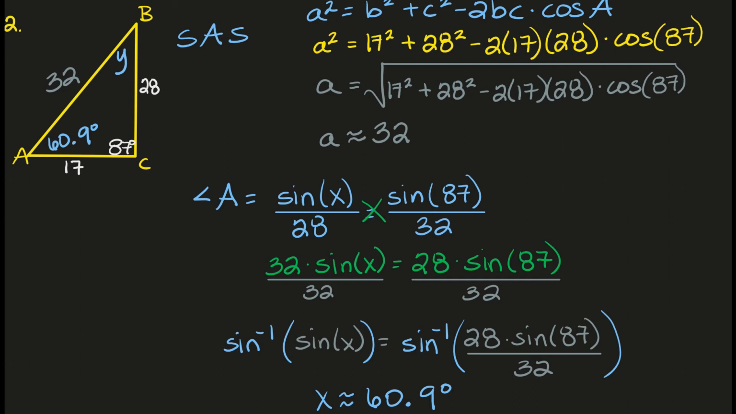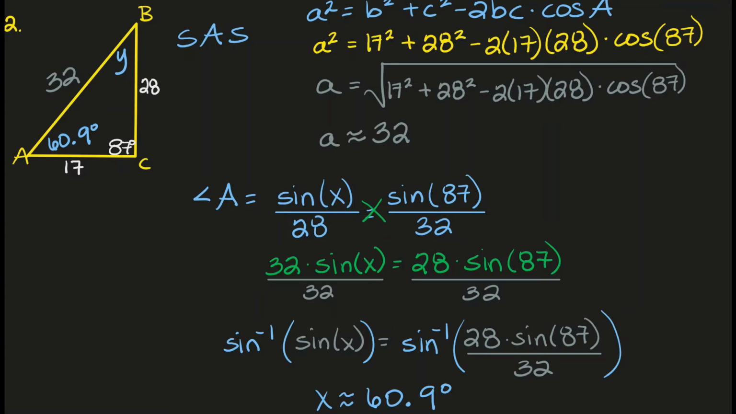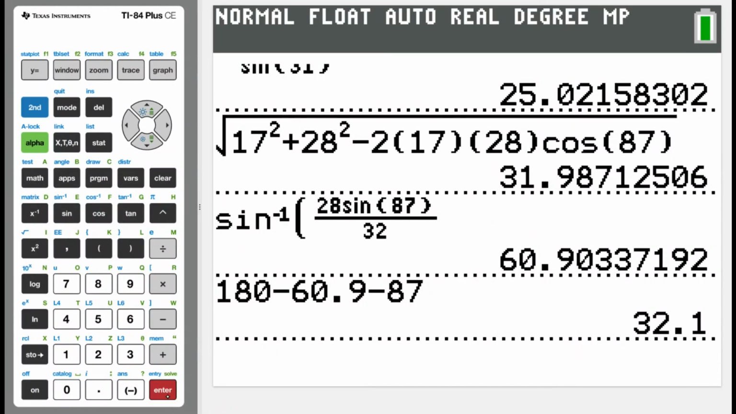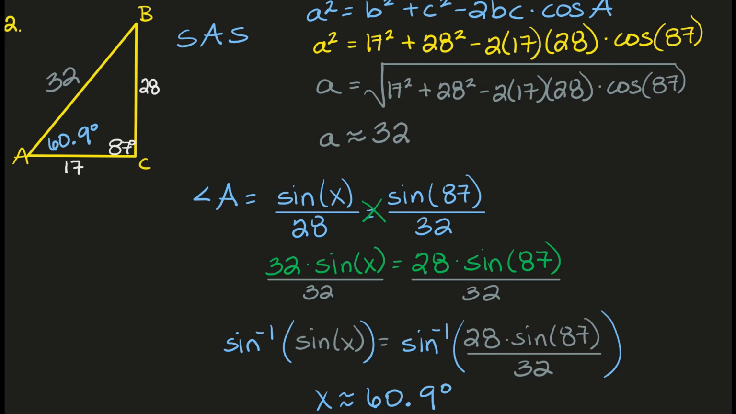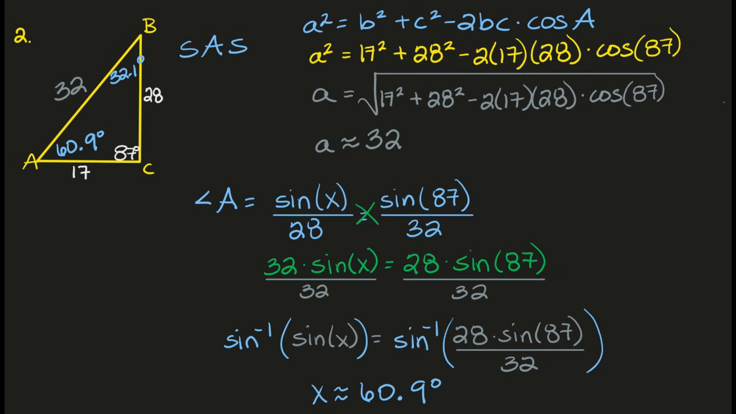Now I know that angle A, angle C, and angle B here should all add up to 180. So I'll take 180 and I'll subtract the angles that are currently in the triangle. And that gives me 32.1. So that's going to be the value of y. So let me reduce this, make sure I can fit it inside here. Okay. And here, that's how I'll use law of cosine and law of sine to find all the missing values in this triangle.